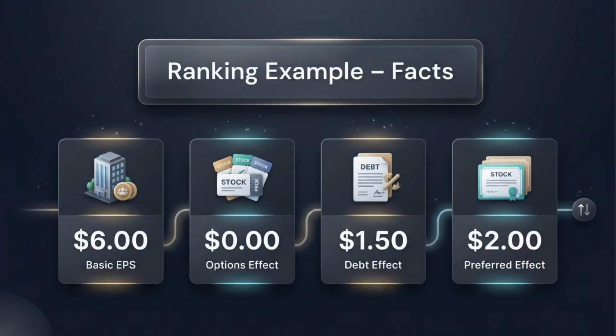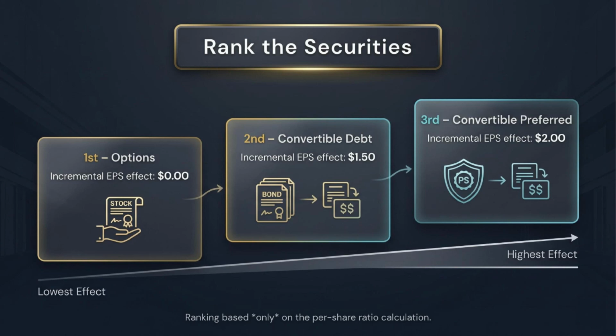Here are the example facts. Basic EPS is $6. Options have an incremental effect of $0. Convertible debt has an effect of $1.50. Convertible preferred stock has an effect of $2. Do not combine them yet. First sort them from lowest incremental effect to highest incremental effect. That ranking determines the order of entry into diluted EPS. The correct order is options first, convertible debt second, and convertible preferred stock third.